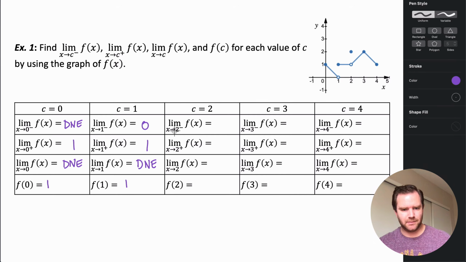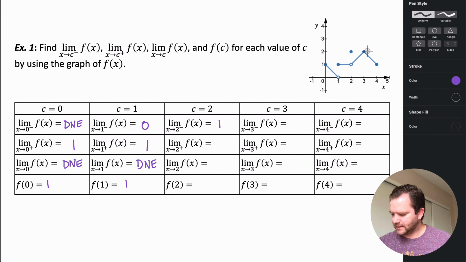What is the left-hand limit at 2? So if I go to 2 here, as I approach 2 from the left, my graph is getting closer and closer to 1. Now at 2, it's not equal to 1, but we ignore this for right now when we're talking about the limit. So what is it getting close to as I'm approaching 2? It's getting close to 1.